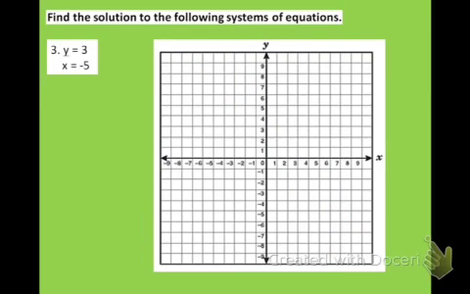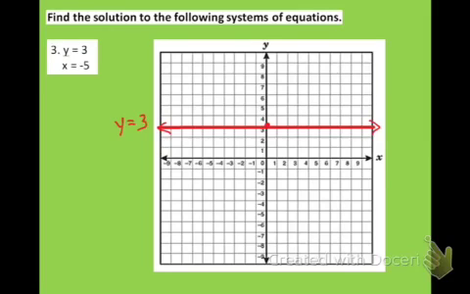Now, it's going to be kind of difficult to solve the second one here for y equals because there's no y in it. So we're just going to end up graphing both of these. So our first one, y equals 3, that means we're going to go to 3 on the y-axis, and we're going to draw a line right through there, making sure we put arrows and we label y equals 3.